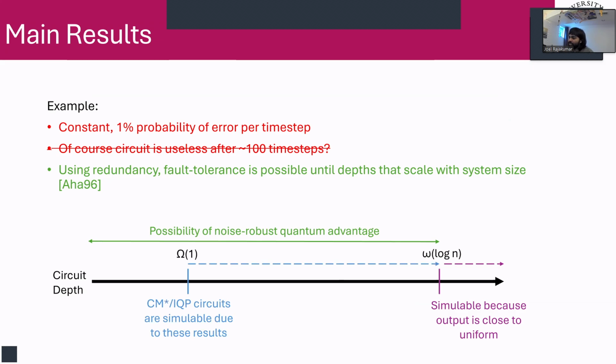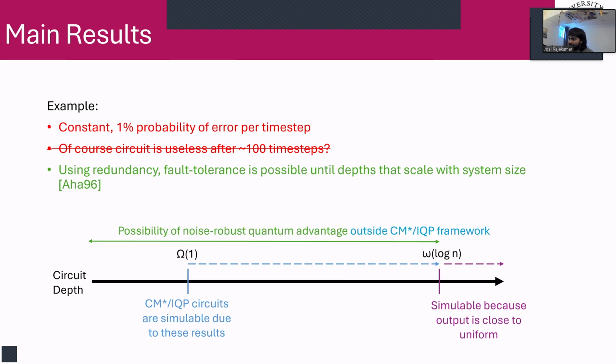What our results are showing is that whatever circuit you tried to construct, if you restricted yourself to be in the CM star or the IQP circuit class, they would be simulatable at this particular depth. So maybe some of the things you could try is to go outside of this framework.